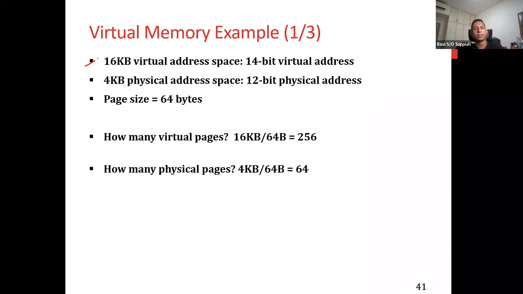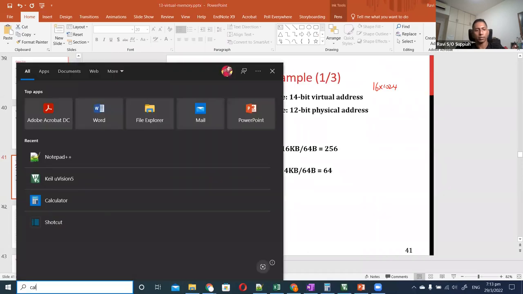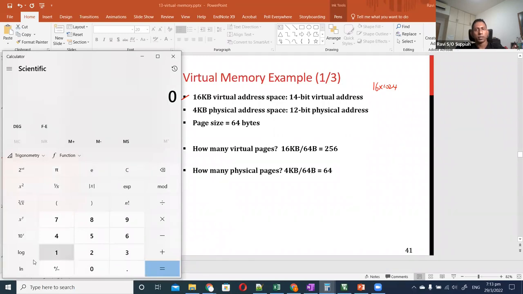Now, if I have this 16 kilobyte virtual address space, how many bits do I allocate? If I have 16 kilobyte, that is 16 times 1024. Let me open up my calculator here. So 16 kilobyte is 16 times 1024. What you need to do is figure out how many bits are needed to represent 16 kilobytes. If you take 2 to the power of 14, you'll get 16K. So 2 to the power of 14 gives me 16K, which means I need a total of 14 bits to represent this virtual address.